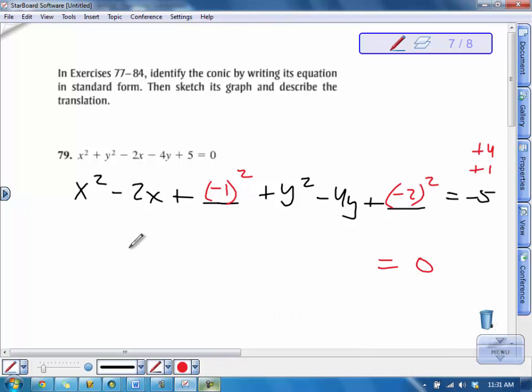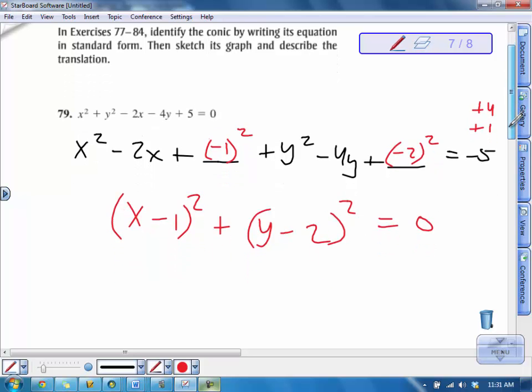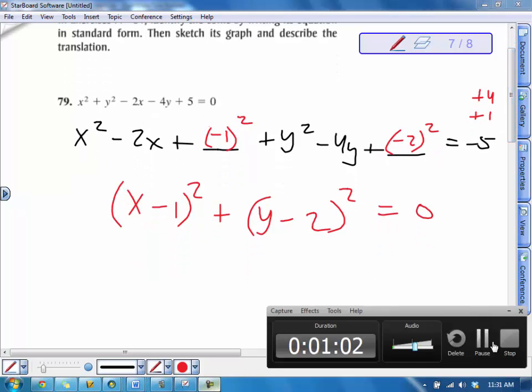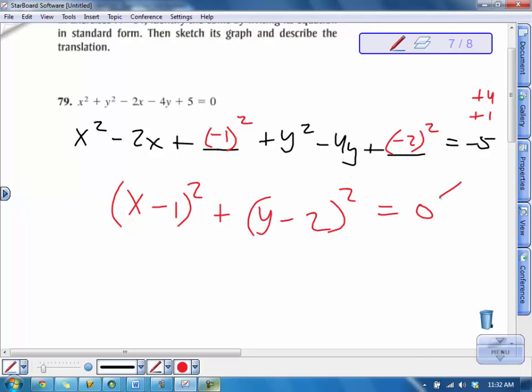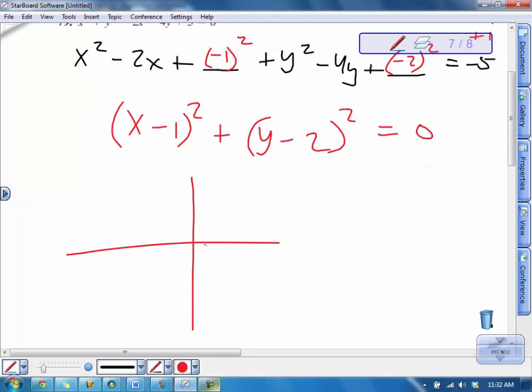And then these become perfect square trinomials, so it's x minus 1 squared plus y minus 2 squared. Okay, you won't have one quite like this because this is a circle with radius 0. So it's a circle centered at 1, 2, with a radius of 0, so it's just a dot, it's a point. Okay, it's a circle that's been translated over 1 up 2, but it doesn't have a radius, so that's not a very good one to look at.